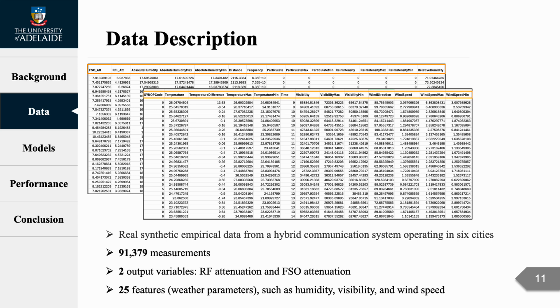The dataset I used is based on real synthetic empirical data from a hybrid communication system operating in 6 cities worldwide. It contains around 90,000 measurements, with 2 main output variables. In addition, it has 25 weather-related features, like temperature, humidity, visibility.